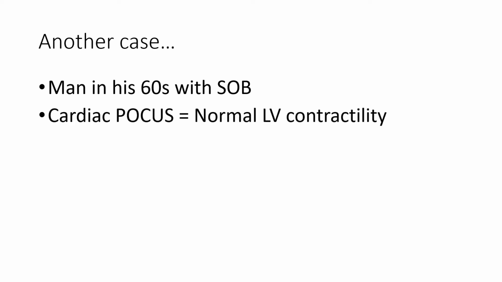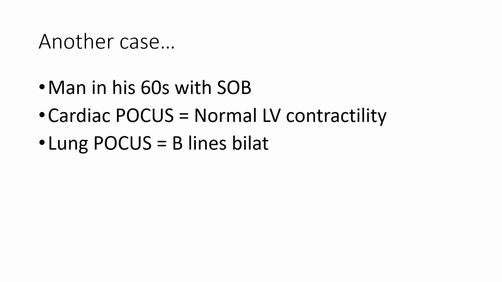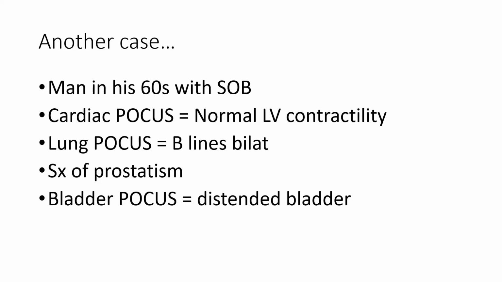In fact, let's present a quick case related to Anton's podcast on AKI. This was a man in his 60s who presented with shortness of breath for 2 weeks. Cardiac EDE showed normal LV contractility. Lung EDE showed bilateral B lines dependently. And while being scanned, he started to complain of symptoms of prostatism. So renal and bladder EDE were performed as well. His bladder was huge, and this is what both kidneys looked like.